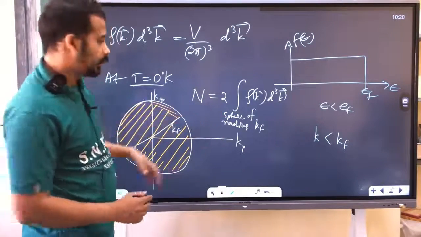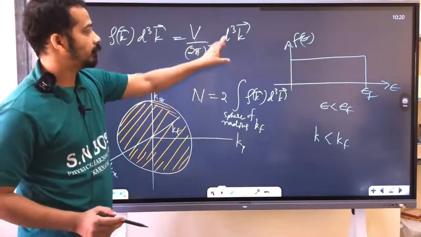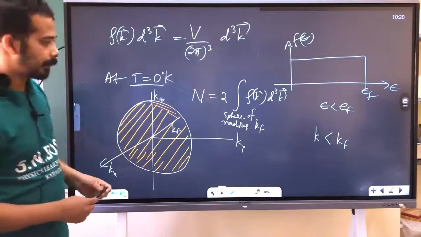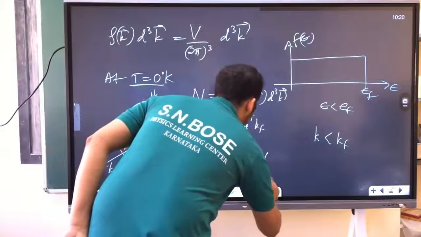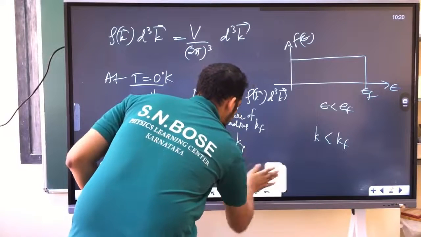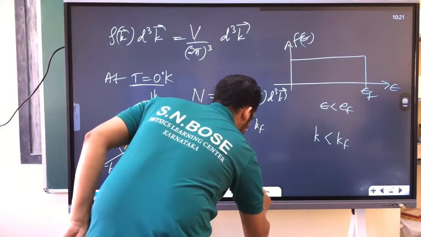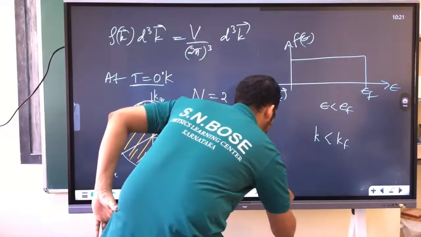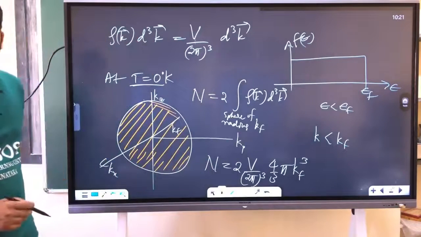Then again, if you integrate this part within a sphere of radius kf, what will happen? The integral of d cube k within a sphere is 4/3 π kf cube. Got my point? This number is equal to 2 into V by (2π) the whole cube, times the integral of d cube k within the sphere, that's nothing but 4/3 π kf cube. Here you directly got that expression.